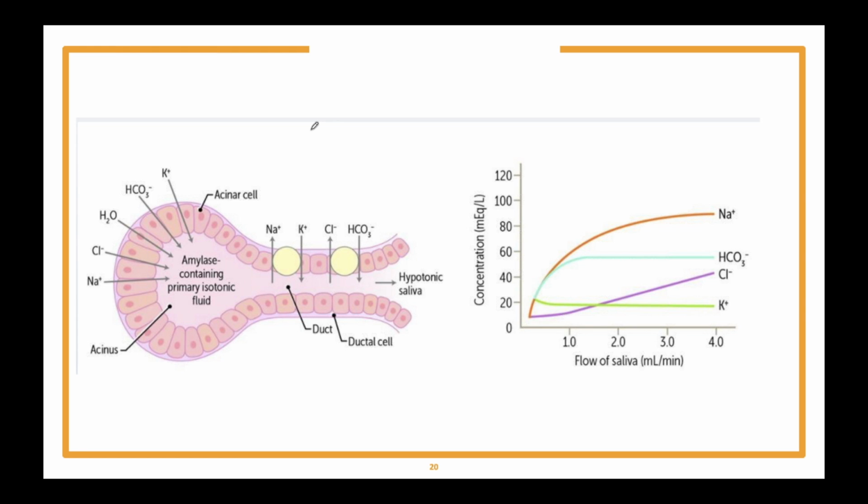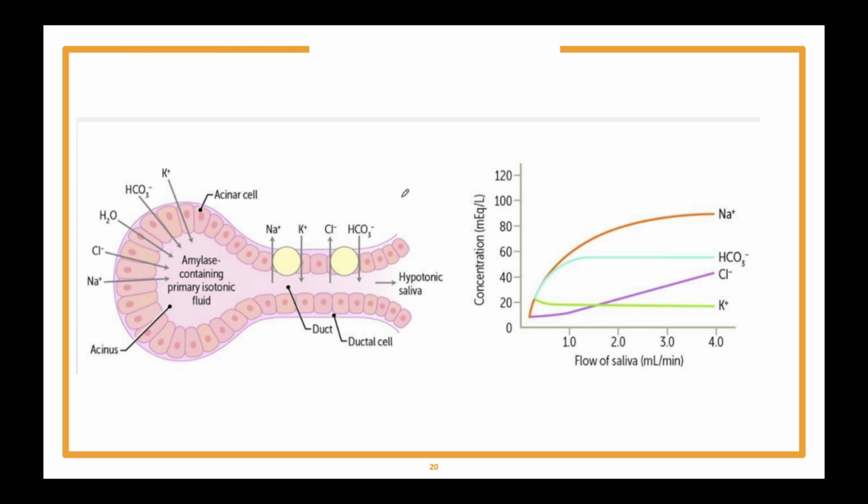In reverse, it's secreting potassium and bicarbonate. So it's reabsorbing sodium and chloride, and it's secreting potassium and bicarbonate. At normal salivary flow rates, saliva in the mouth tends to be hypotonic, and you can see that the saliva that's leaving that duct, it says hypotonic saliva, okay?